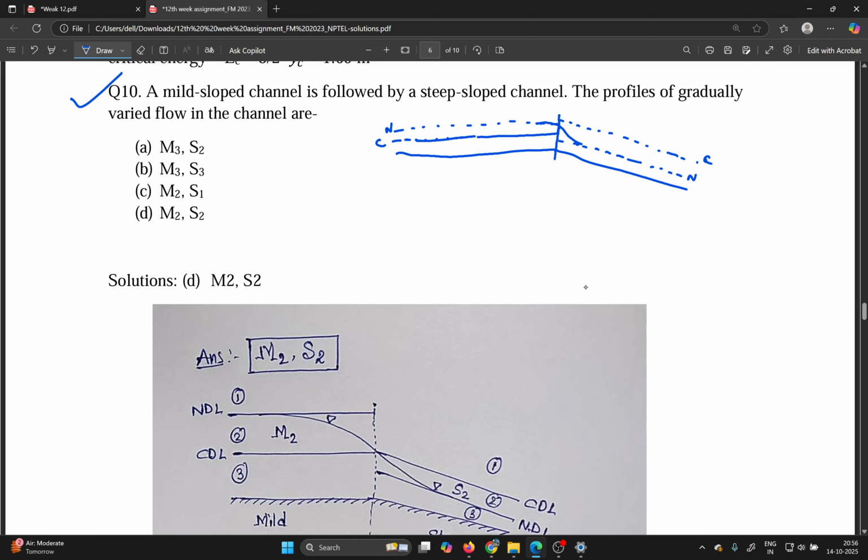And in the steep slope like that, here the M2 will form and here S2 will form. Remember, so M2 S2 combination will be formed. So M2 S2. Option D will be correct.